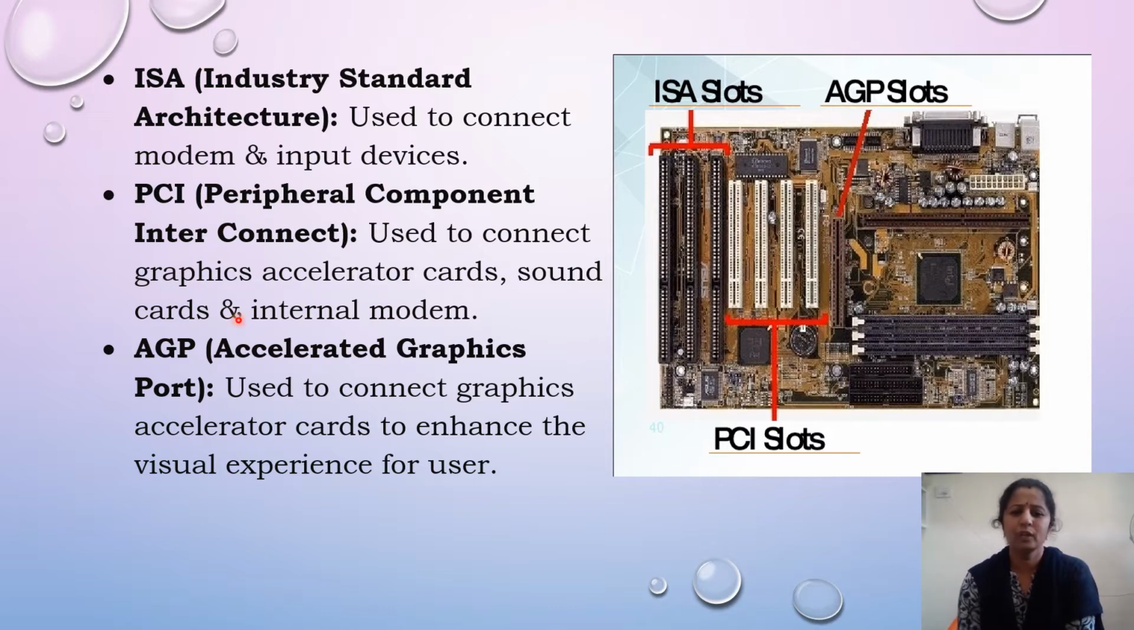Then if you want to add any graphics cards, music instruments or any internal modem, we require your PCI slot, that is your Peripheral Component Interconnect. All these abbreviations are very important. Copy all the abbreviations at the end of the chapter once you copy the notes. Make a list of the full forms for these abbreviations. Okay.